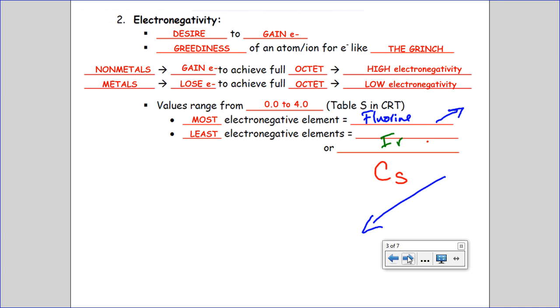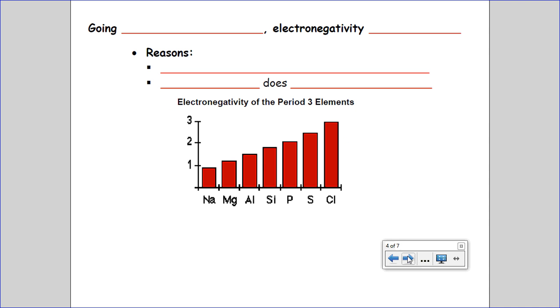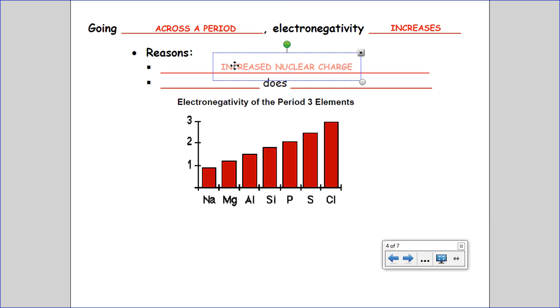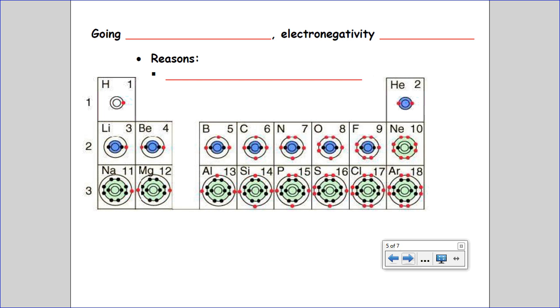Carrying on. So going across a period, as we know, that's from left to right, electronegativity increases. The reasons? Because of the increased nuclear charge, and the shielding does not increase. Back to that lesson on shielding. Shielding has everything to do with the trends. Here in period 3 elements, you can see that the electronegativity increases as you go from the left to the right.